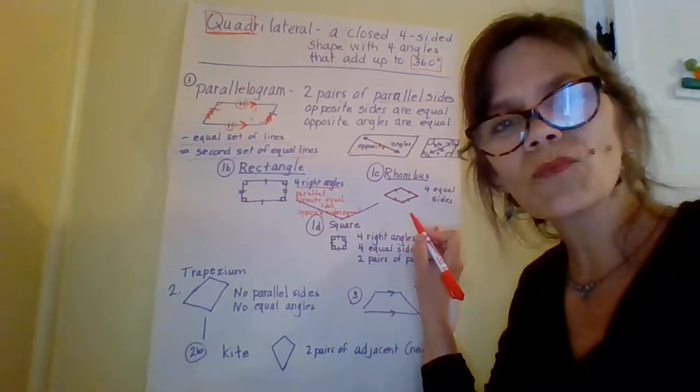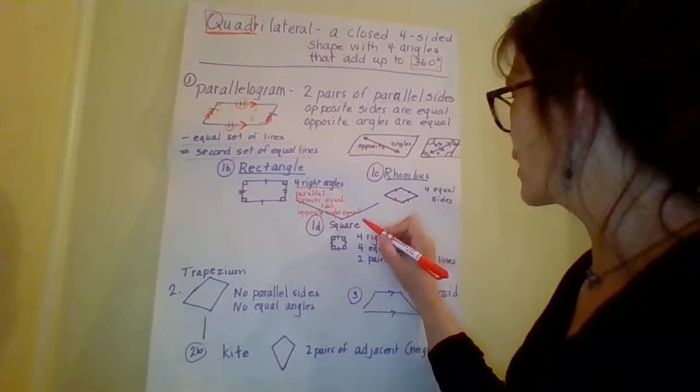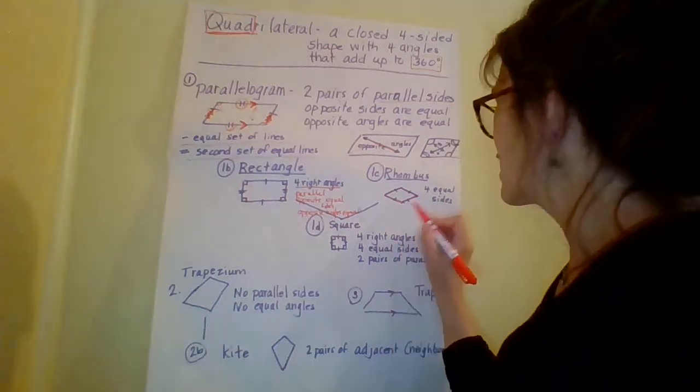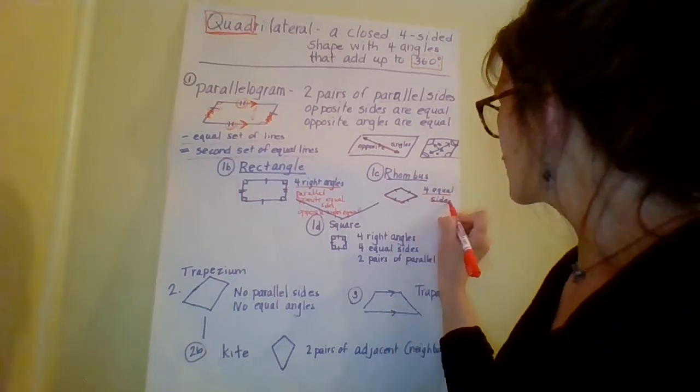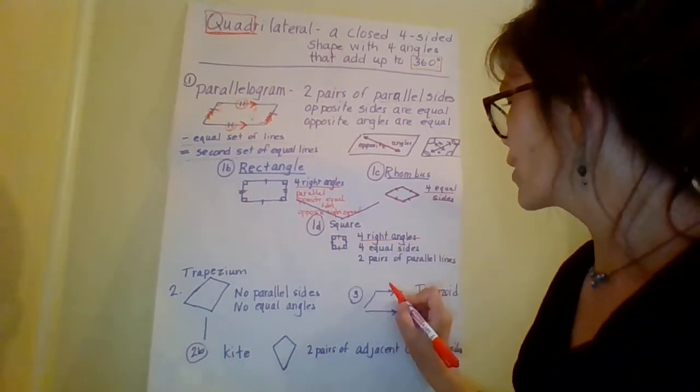But the thing about a rhombus that's similar to a square, which makes them kind of cousiny, is that a rhombus has four equal sides, just like a square does.